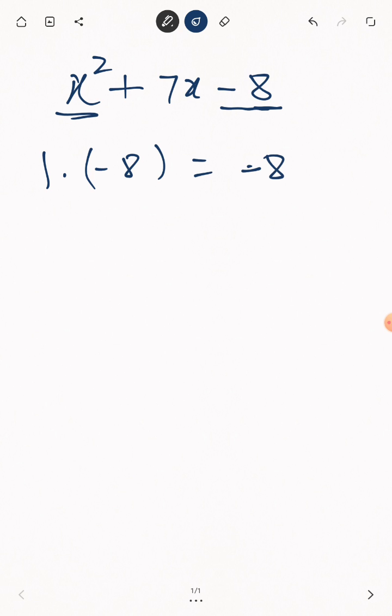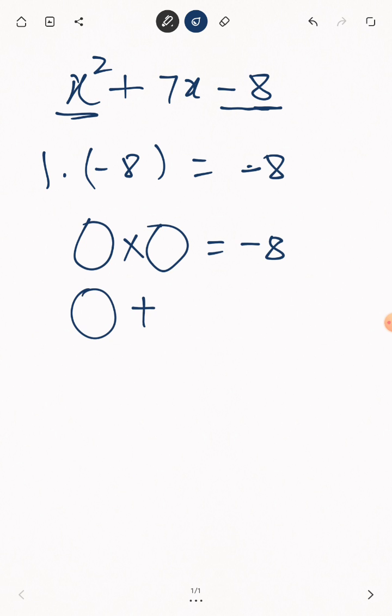So you have to think of two numbers which when multiplied give you negative 8, but when you add them, it should give you 7. You leave the x, you only take the coefficient of x, you don't include x. So you have to think of two numbers which when multiplied give you negative 8, but when added give you positive 7. Now let's think about such numbers. 2 times 4 is 8. Let's ignore the sign for now. 2 times 4 is 8, but 2 plus 4 is not 7.